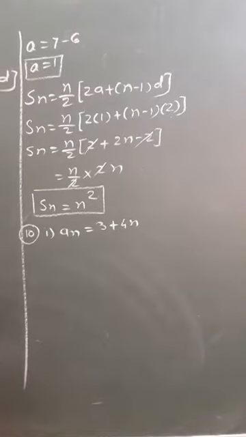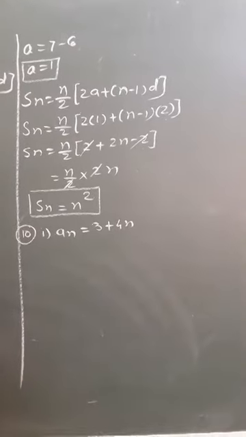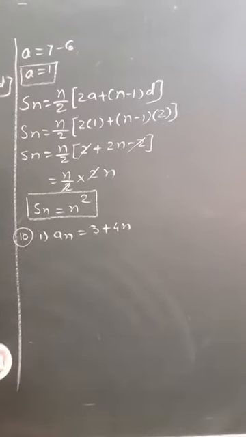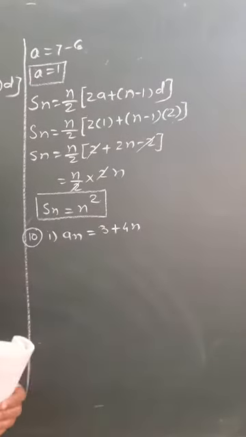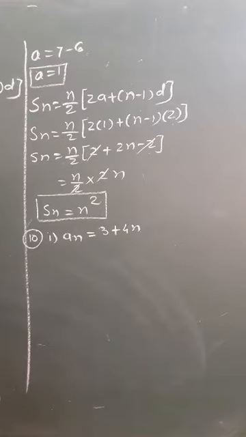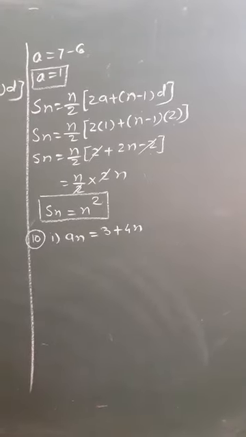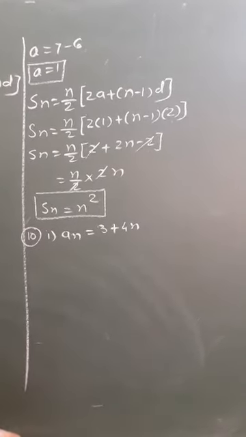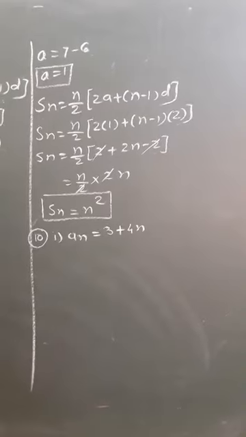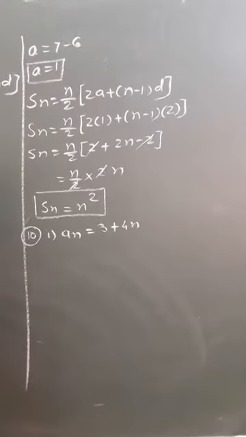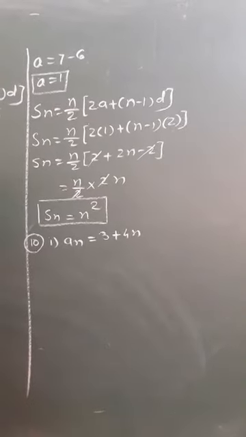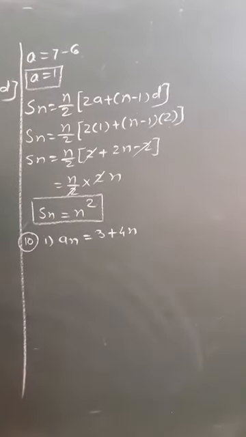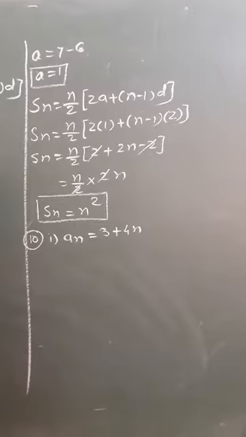10th problem we have to see. Show that A1, A2 to AN form an AP where AN is defined below. AN they have given, and we have to see whether the terms form an AP or not. Then how will we show this? We have to show it is an AP. AP means we have to find the common difference, and if the common difference is the same every time, then we can say the given terms form an AP.